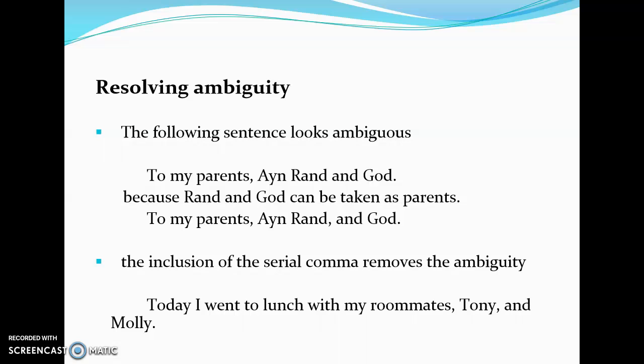We have another example. "Today I went to lunch with my roommates, Tony and Molly." So he went for lunch with his two roommates. They are Tony and Molly.